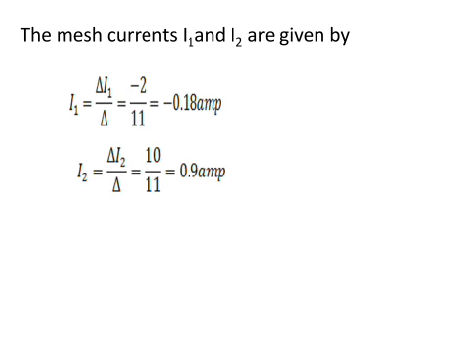Next, the mesh currents I1 and I2 are given by I1 equals delta I1 divided by delta. You know delta I1 equals minus 2 amps, so minus 2 divided by delta. Delta equals 11. Minus 2 divided by 11 equals minus 0.18 amp. Next, I2 equals delta I2 divided by delta. You know delta I2 equals 10 amp. 10 divided by delta, which is 11, equals 0.9 amp.